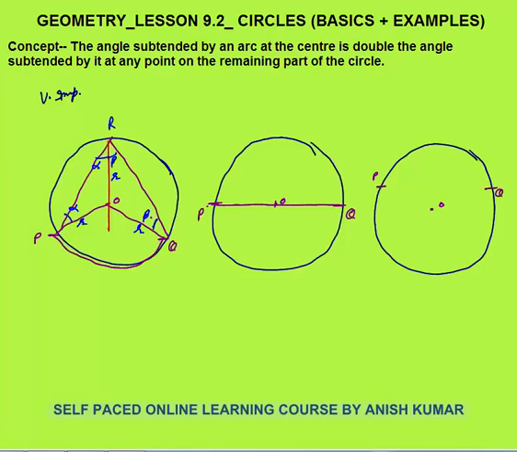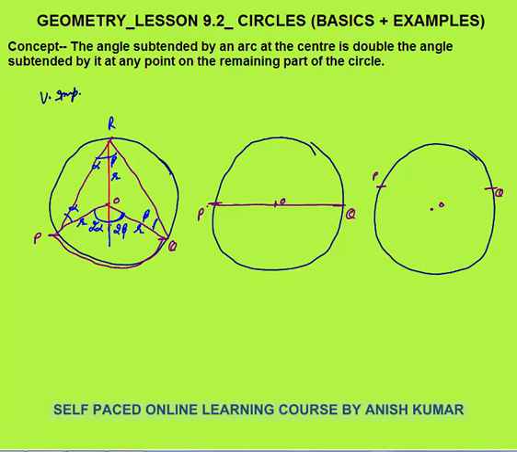Again isosceles triangle. Now this angle is the exterior angle of the triangle ROQ. We know that an exterior angle is always equal to the sum of the two opposite interior angles. So this angle will be 2 beta. And in the same way, this is also the exterior angle of triangle ROP, so this will also be 2 alpha.